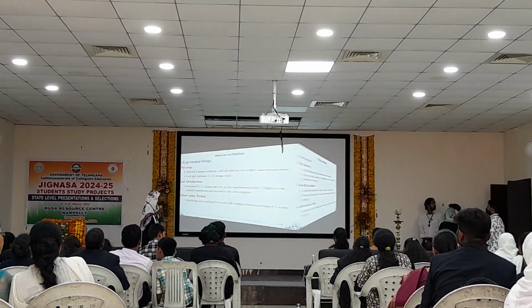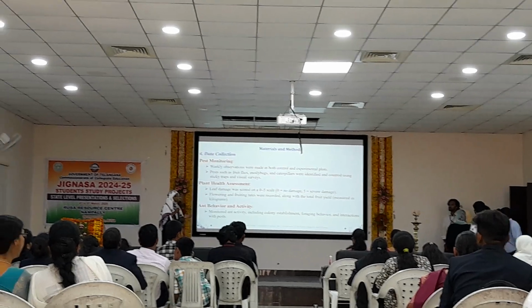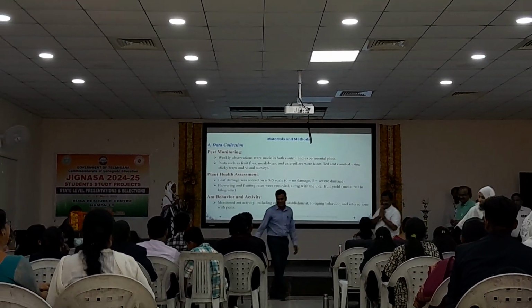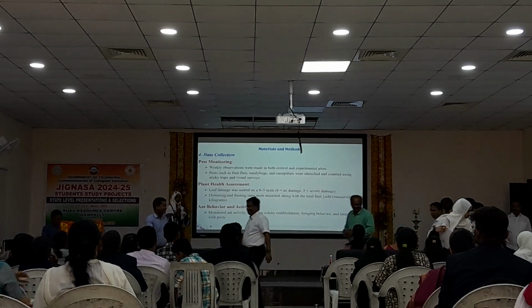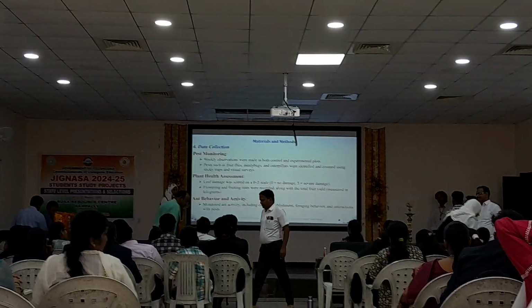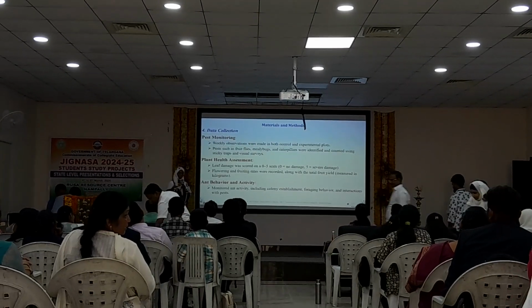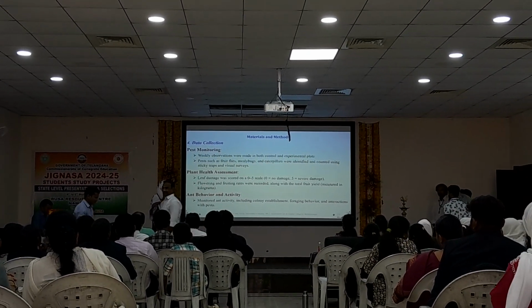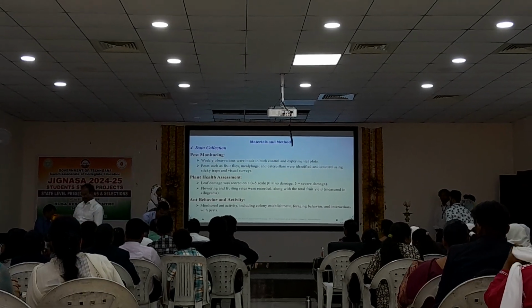In data collection, pest monitoring means weekly observations in both plots to identify pests such as fruit flies, caterpillars and mealybugs, using sticky traps and visual surveys. Plant health assessment: leaf damage score on a scale of 0 to 5, where 0 means no damage and 5 means severe damage. Flowering and fruiting rates were recorded along with the total fruit yield measured in kilograms.